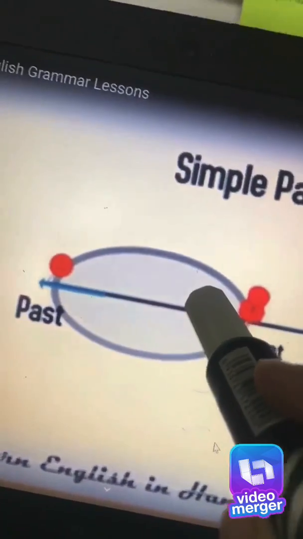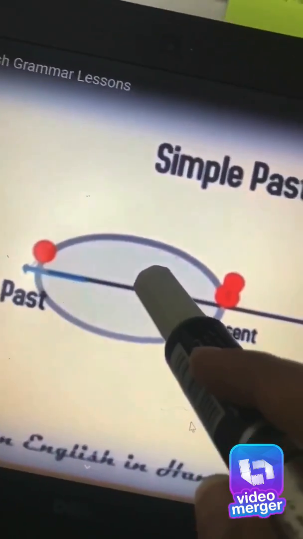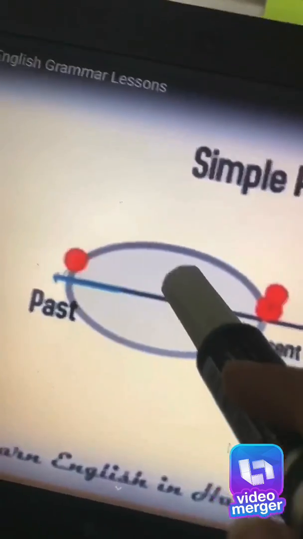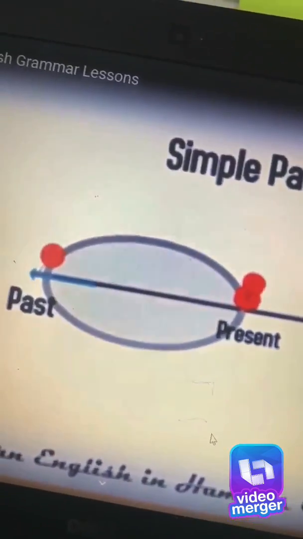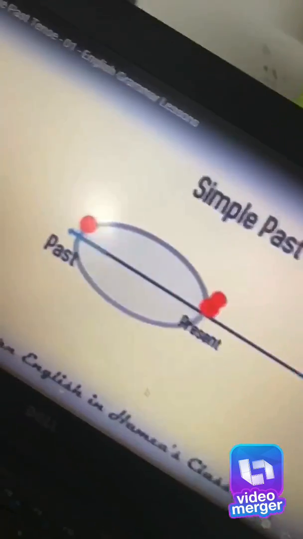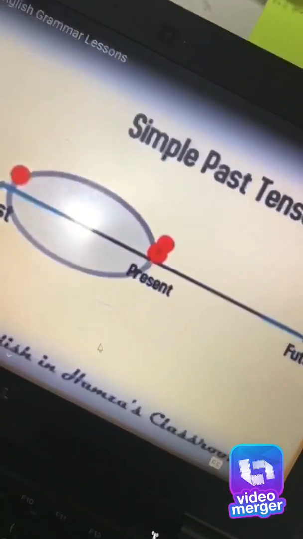As I said, for example, I played tennis yesterday. I walked in the garden last Monday. I played tennis with my friend. So it means that you did something which happened in the past and finished at the same time.